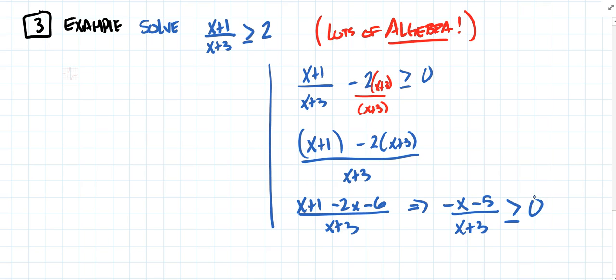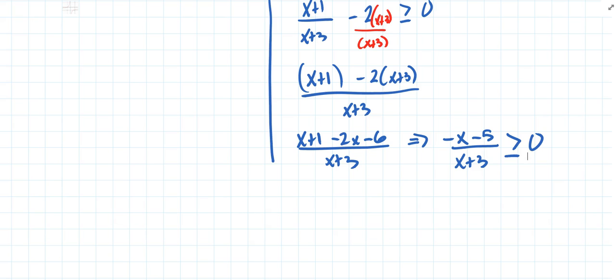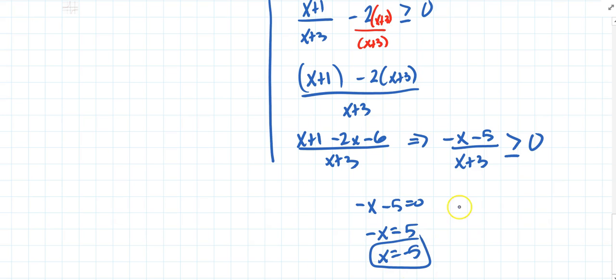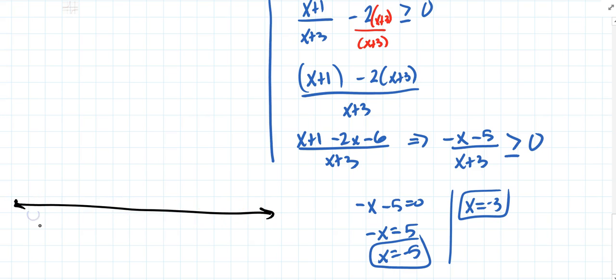Now that I have this set up, I can find my critical points. If I set my numerator equal to 0, negative x - 5 = 0, so negative x is worth 5, so x is equal to negative 5. There's one critical point. The other critical point is obviously the domain restriction, which is negative 3. At negative 3, I know something else is going on. Then I make my graph with my regions. I like to put 0 on the graph. Here's negative 5, that means negative 3 is right here. So I have these 3 regions to check.